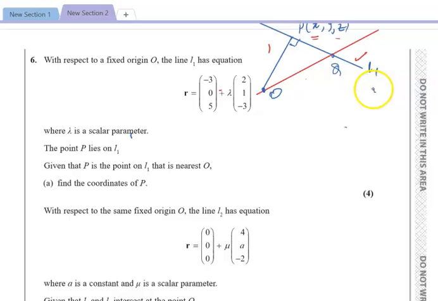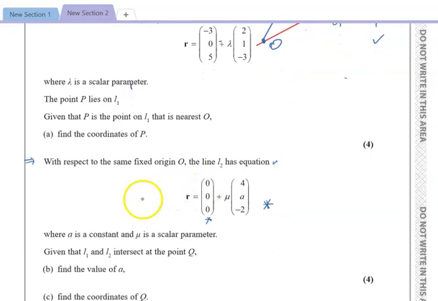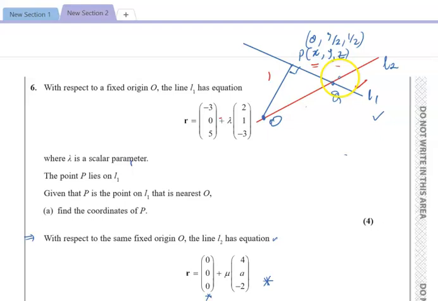Part B of the question, I've tried to draw it over here. Now, what part B says is that with respect to the same fixed point O, the line L2 has this equation. When you see this equation, this is always the point on the line, and you can see for this line L2, it actually passes through the origin. That means I've drawn my line L2 over there. That's line L2. And what they've told us here is that L2 meets L1 at point Q. That's where they intersect at point Q. So I've indicated this at the point of what?